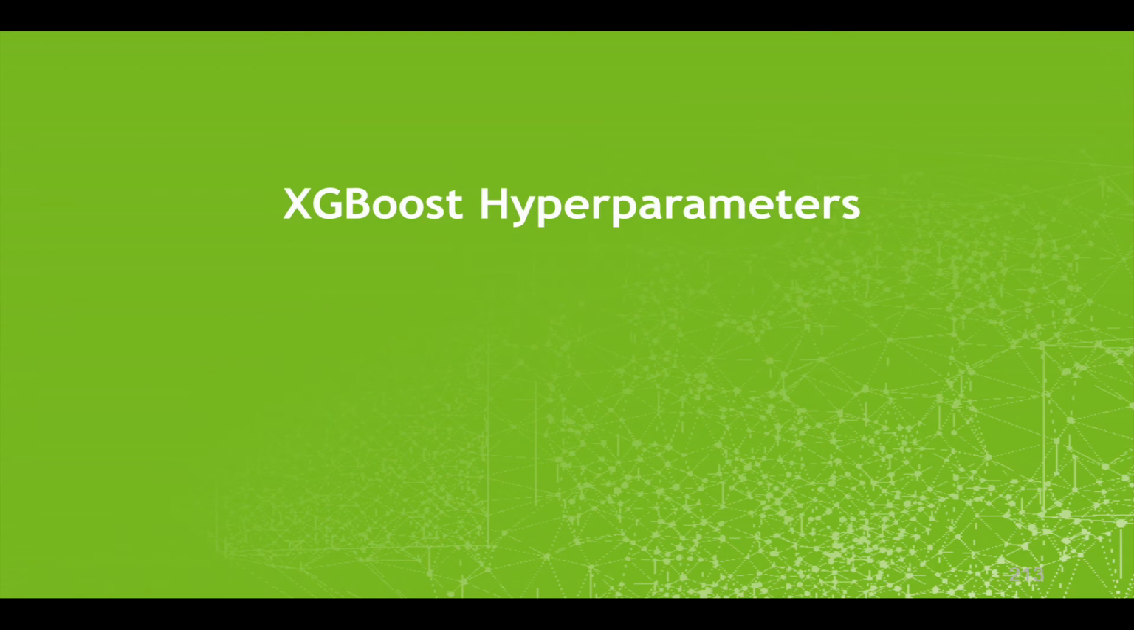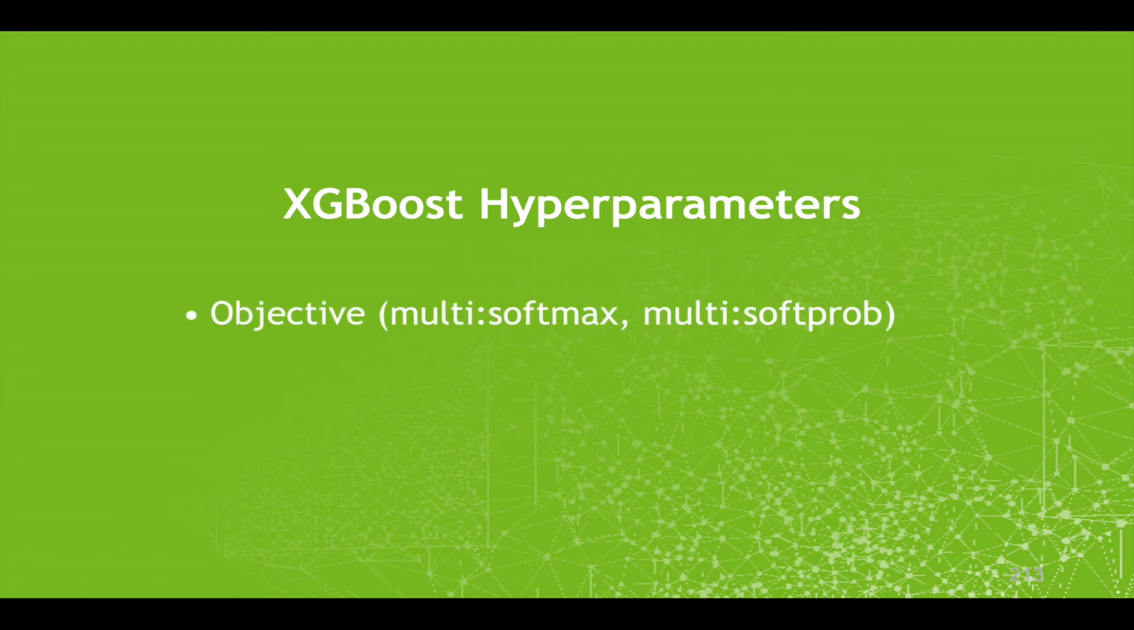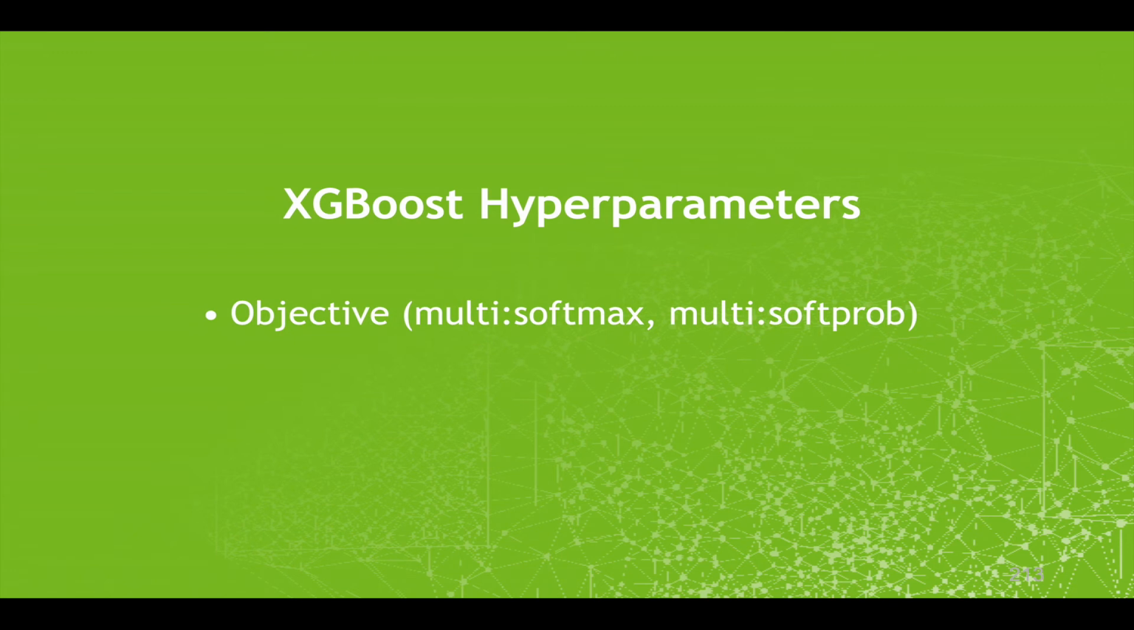XGBoost has a number of hyperparameters to adjust to improve performance. And there's many of them. I'm not going to cover all of them here, but some of them are what the objective is. So we can have a softmax problem, which is we're just interested in knowing what the classification is, which of the 10 possible clothing choices it is. And multi:softprob is give me the probabilities for all of these. So there's a number of objectives one can use.